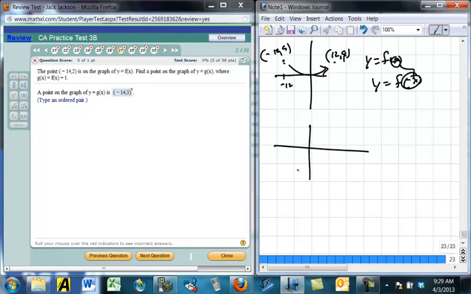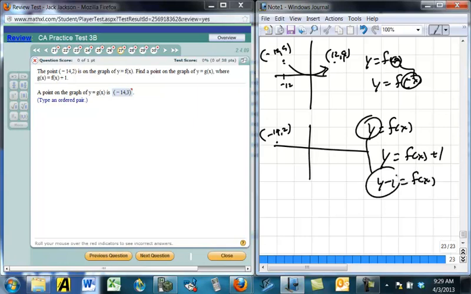-14, 2. That's right down in here. -14, 2. And that's on y equals f of x. And now we want y equals f of x plus 1, or in other words, y minus 1 equals f of x. So it's a change in y, not in x. If it's inside the parentheses, there would be a change in x. So this is something that's going to change the y coordinate, but not the x.